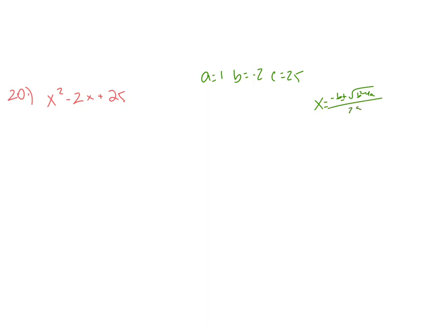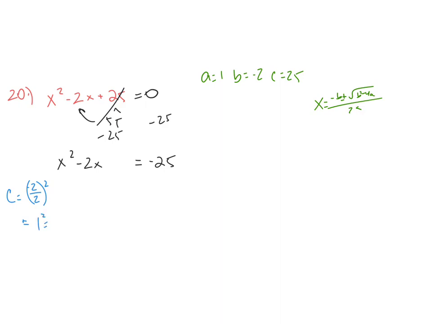I'm actually going to complete the square. So what I'm going to do first is that, since it's equal to 0, 25 is perfect, 5 and 5, but it's not the right perfect to give me negative 2, so I don't want 25. So I'm going to subtract 25 from both sides. So I have x squared minus 2x equals negative 25. Now, I'm going to do c equals b over 2 squared, so negative 2 over 2 squared. That's just the rule from completing the square. So c equals negative 1 squared, which is 1. So I'm going to add 1 to both sides.